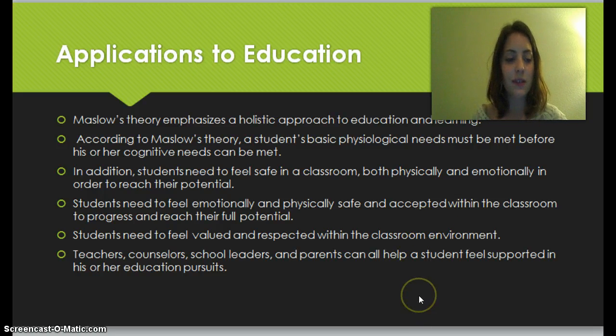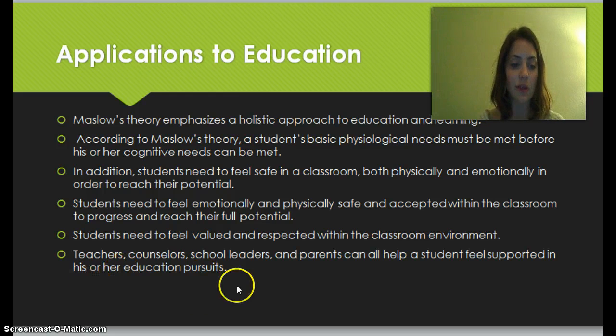In addition, students have a need to feel safe in our classrooms, both physically and emotionally, in order to reach their potential. If, as teachers, we have a chaotic or dangerous environment in our classrooms or in our schools, it can be hard to expect students to reach their full potential. In fact, they're likely to not. Students need to feel emotionally and physically safe and accepted within the classroom to progress and reach their full potential. This can be cultivated by us as teachers or as counselors or even as parents so that students are able to reach their highest potential within this educational arena.